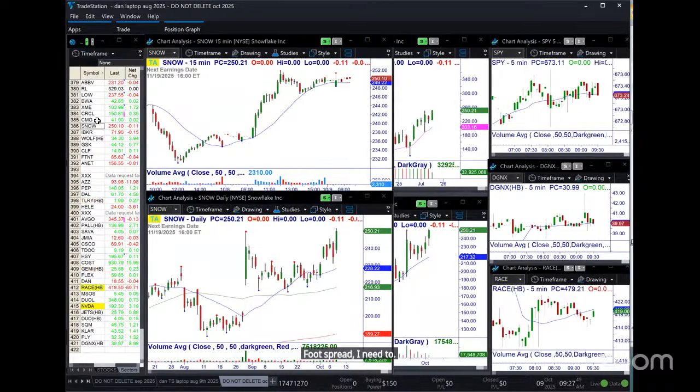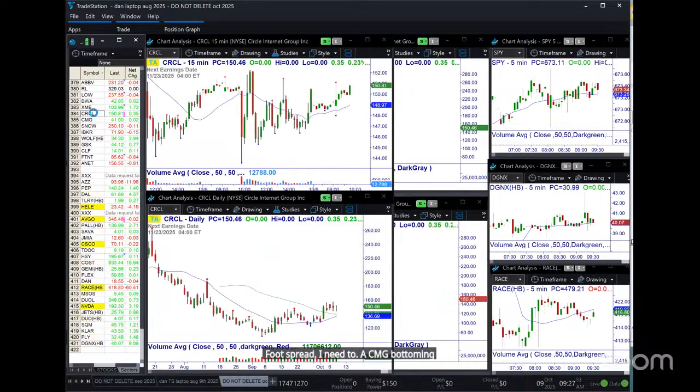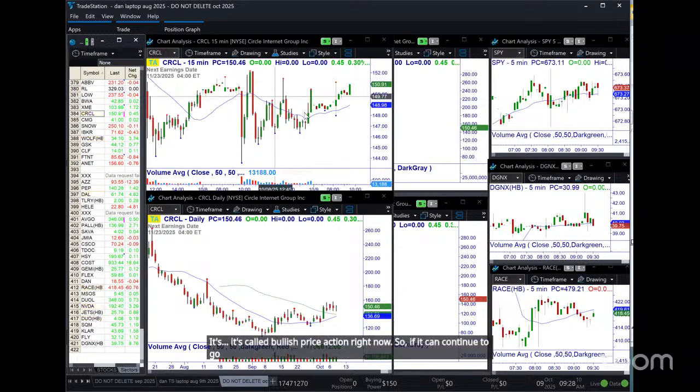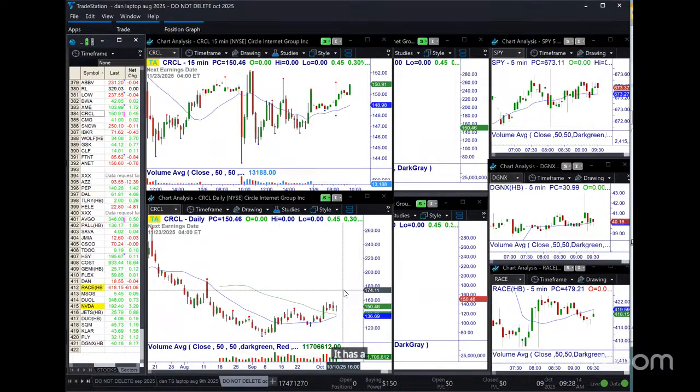CMG, a bottoming pattern, not ready. Circle, I got an alarm up here at 150. It's a bottoming pattern. It's called bullish price action right now. So if it can continue to go sideways in the upper half of this WRB, it has a void all the way to 170, 180. So that is on a directional watch list. Reset my alarm, 150.